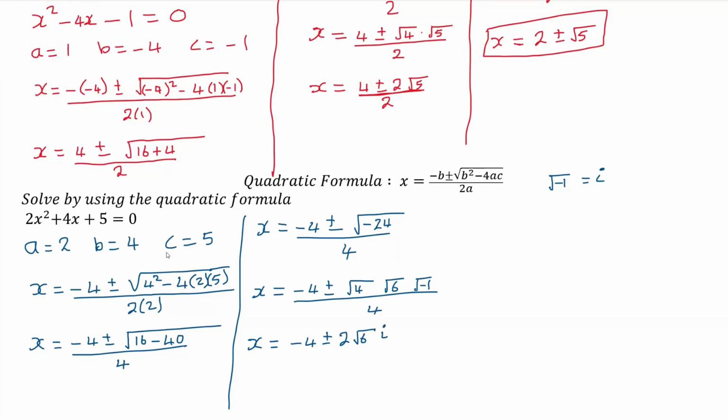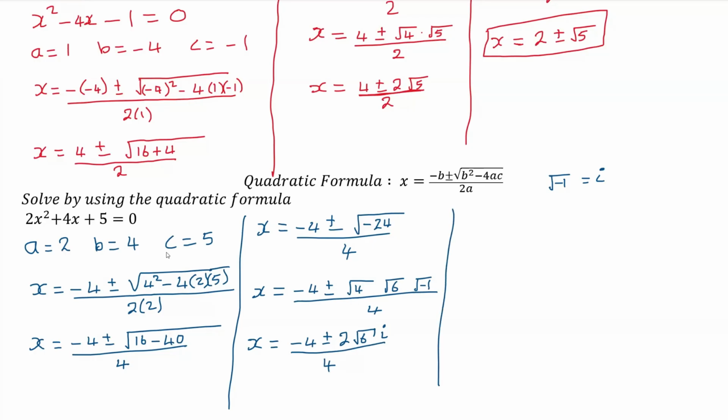The i is not under the square root, okay? So some students put it under the square root. It doesn't belong under the square root. Square root of negative 1 is i, so it's not under the square root. And this is all over 4.